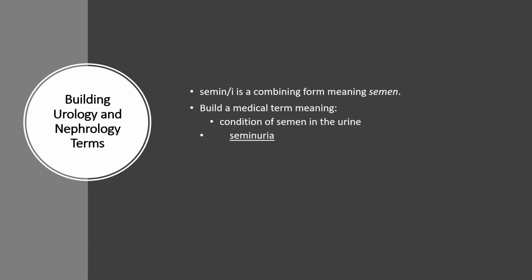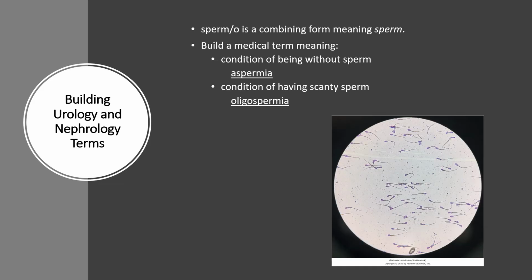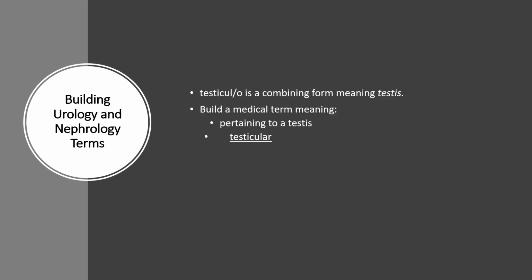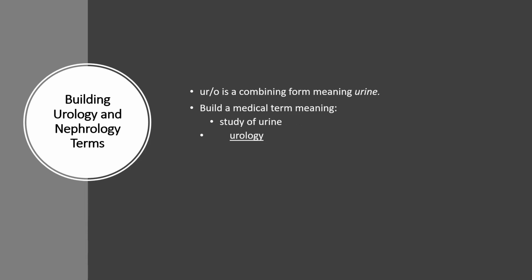Seminuria is a condition of semen in the urine. Aspermia is a condition of being without sperm, while oligospermia is a condition of having scanty sperm. Spermatogenesis means produces sperm. Spermatolysis means to destroy sperm. Testicular means pertaining to the testis. Urology is the study of urine.